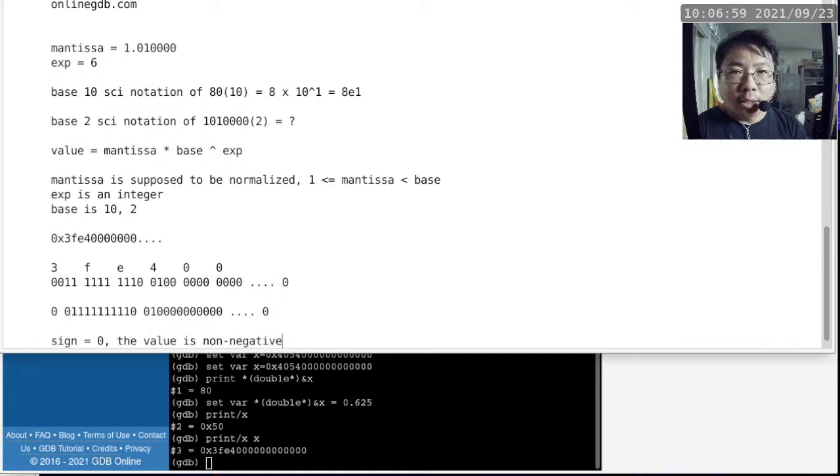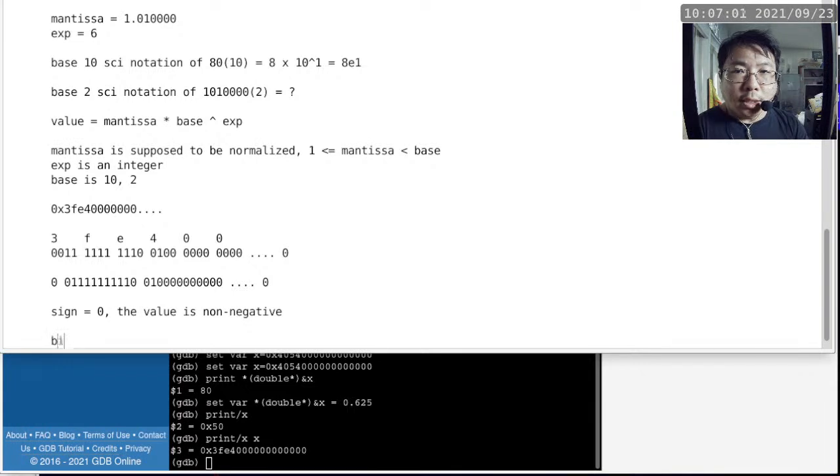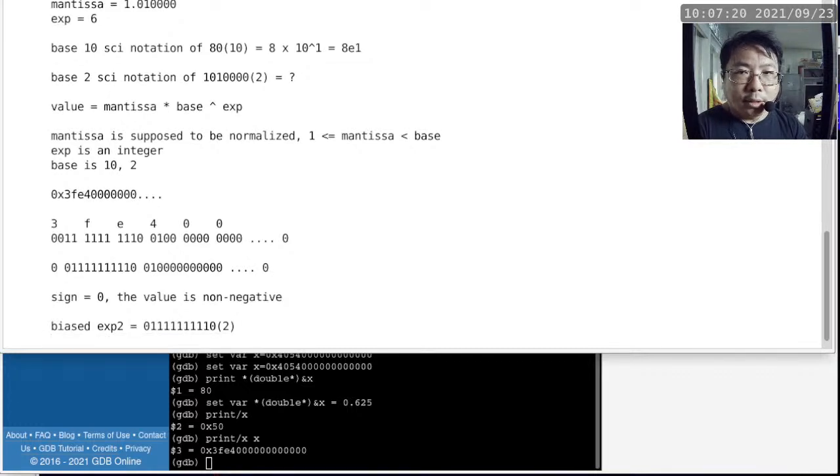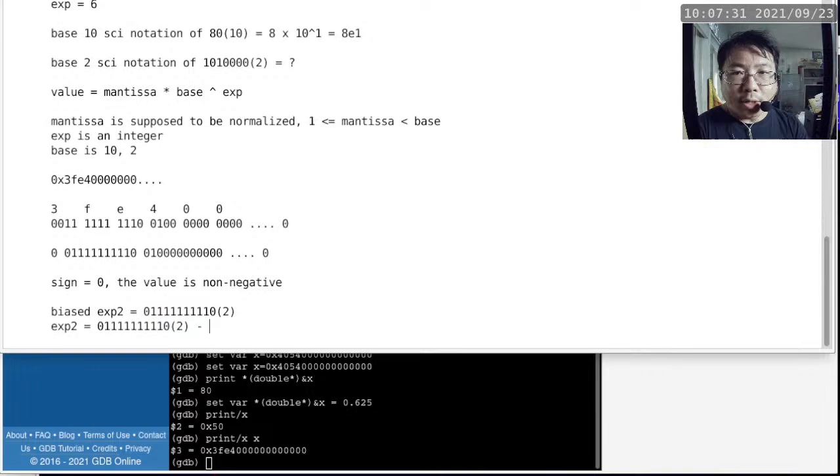Okay, very good. And then now we also know the biased exponent in base 2 is 0, and then 9 ones. 1, 2, 3, 4, 5, 6, 7, 8, 9, and then a 0. This is in base 2. So right away we want to figure out what is the unbiased exponent in base 2. So what we need to do is to take whatever value the unsigned interpretation of this value is, and then we subtract 1023 from it.